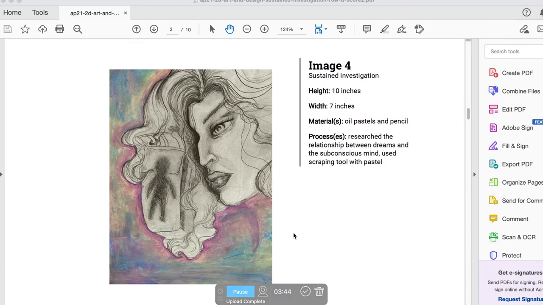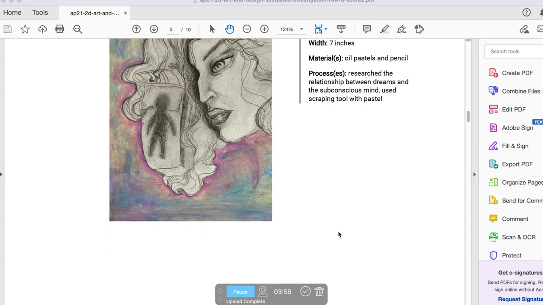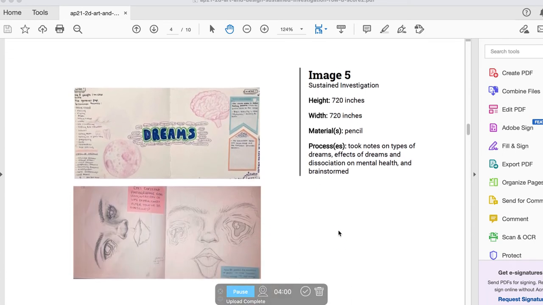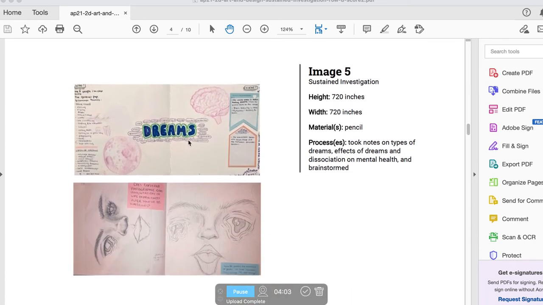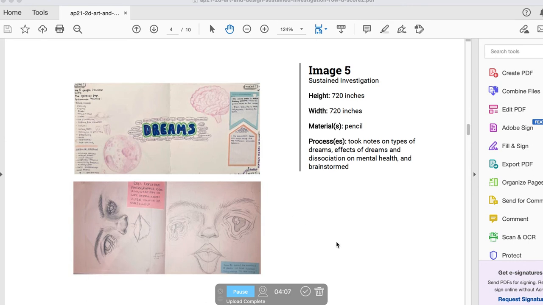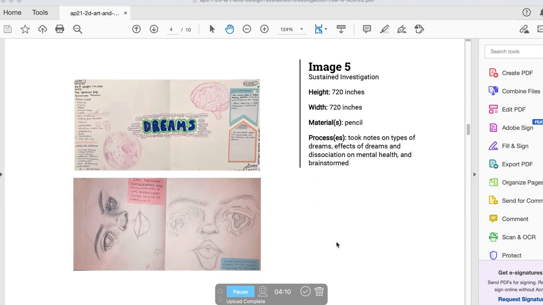Image 4. Oil pastels and pencil. Processes: research the relationship between dreams and the subconscious mind. Used scraping tool with pastel. Image 5. So these are some process images where we're seeing more exploration in a sketchbook. Material was pencil. Processes: took notes on types of dreams, effects of dreams, and disassociation on mental health, and brainstormed.